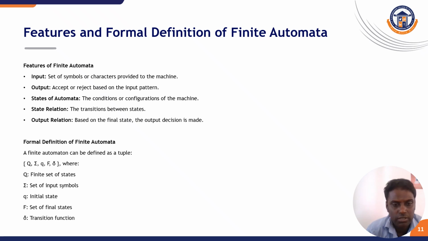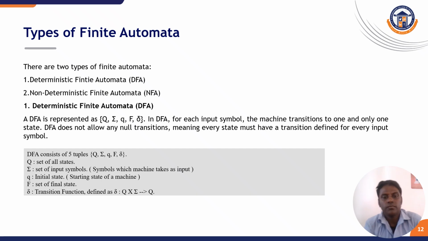The formal definition of finite automata is a 5-tuple, where Q is a finite set of states, Sigma is the input alphabet, which we have already seen, and Q naught is the initial state. F represents the final states, and for the transition function we use the symbol called delta. Next, the types of finite automata: deterministic finite automata and non-deterministic finite automata. We are going to discuss them one by one.